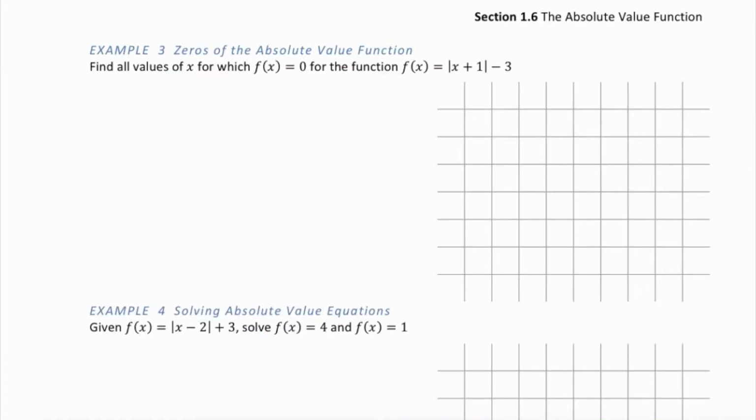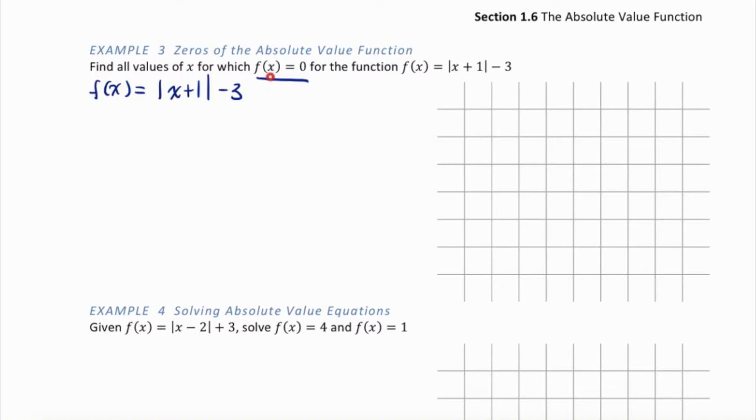Example 3. Find all the values of x for which f of x equals 0 for the function f of x equals the absolute value of x plus 1 minus 3. So we're going to use this open space here to solve this algebraically, and then we're going to use a graph to solve this as well. F of x equals absolute value of x plus 1 minus 3, and I want to solve this for when f of x equals 0.